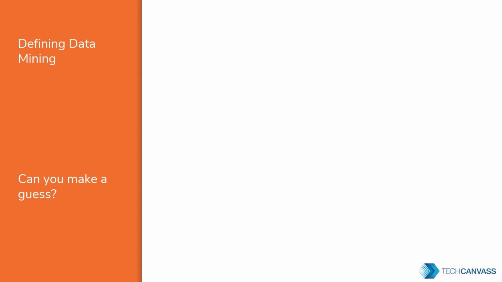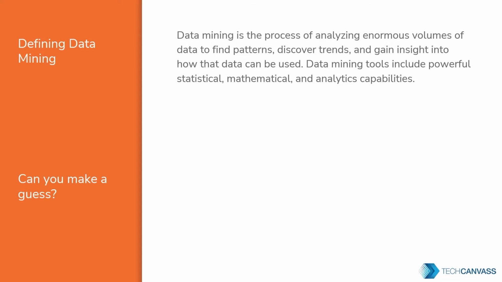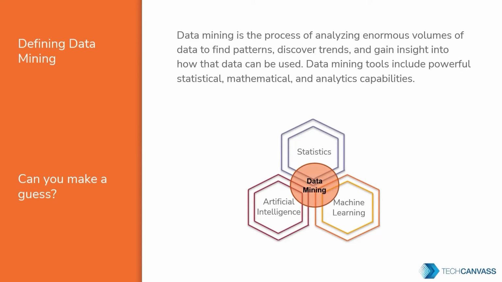So, can you make a rough guess on what you think data mining actually is? Well, data mining is the process of analyzing enormous volumes of data to find patterns, discover trends, and gain insight into how that data can be used. Data mining tools include powerful statistical, mathematical, and analytics capabilities. Data mining is an interconnected discipline blending the fields of statistics, that is, the numeric study of data relationships, machine learning, that is, algorithms that can learn from data to make predictions, and artificial intelligence, which is human-like intelligence displayed by software and machines.